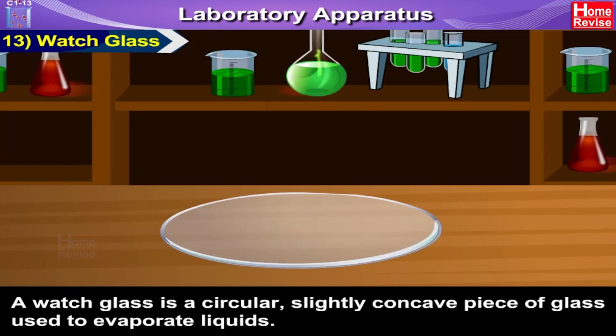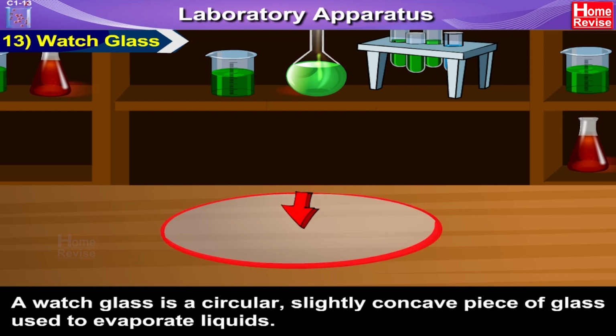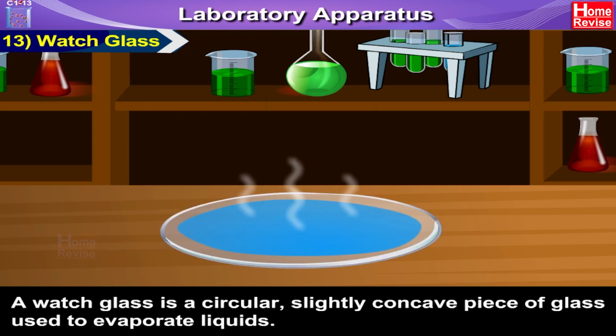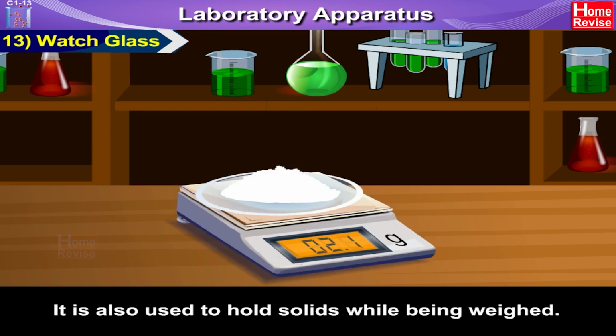13. Watch glass. A watch glass is a circular, slightly concave piece of glass used to evaporate liquids. It is also used to hold solids while being weighed.